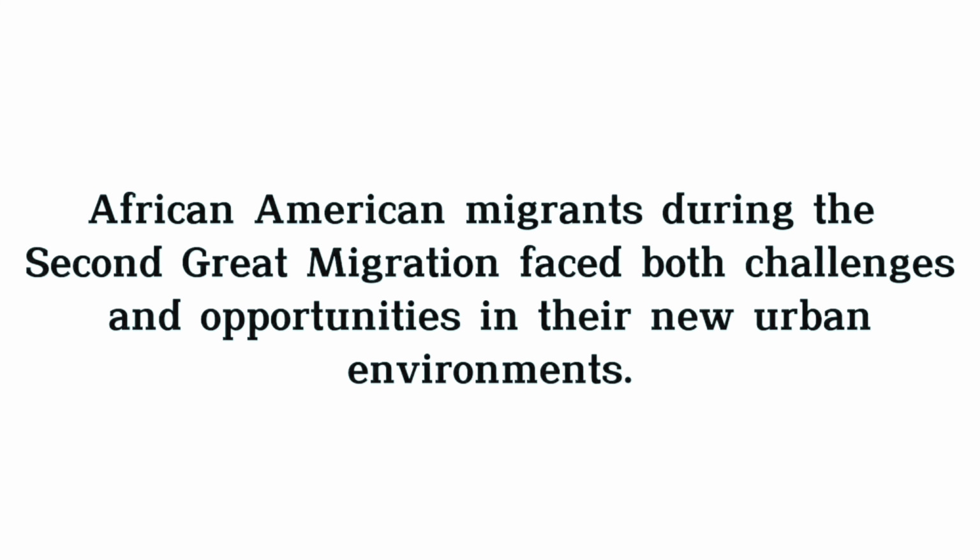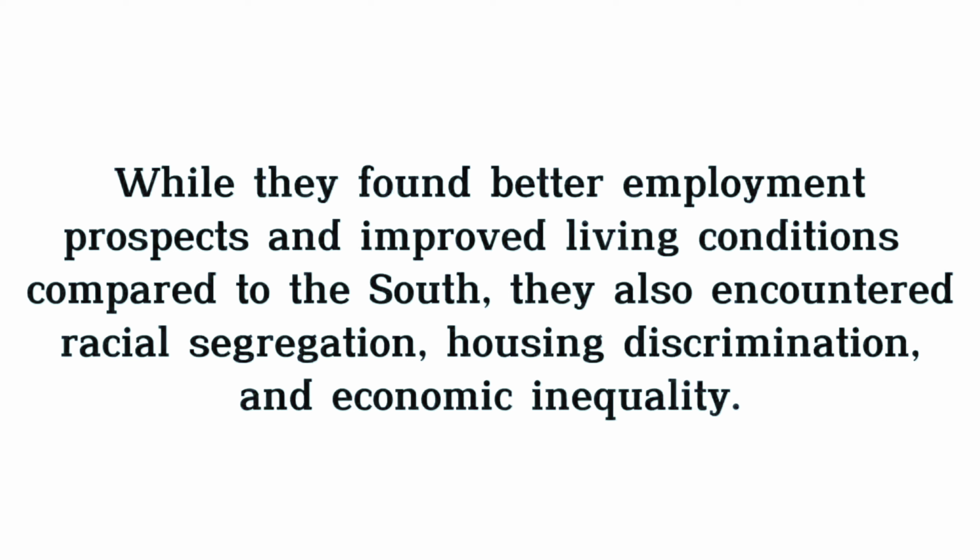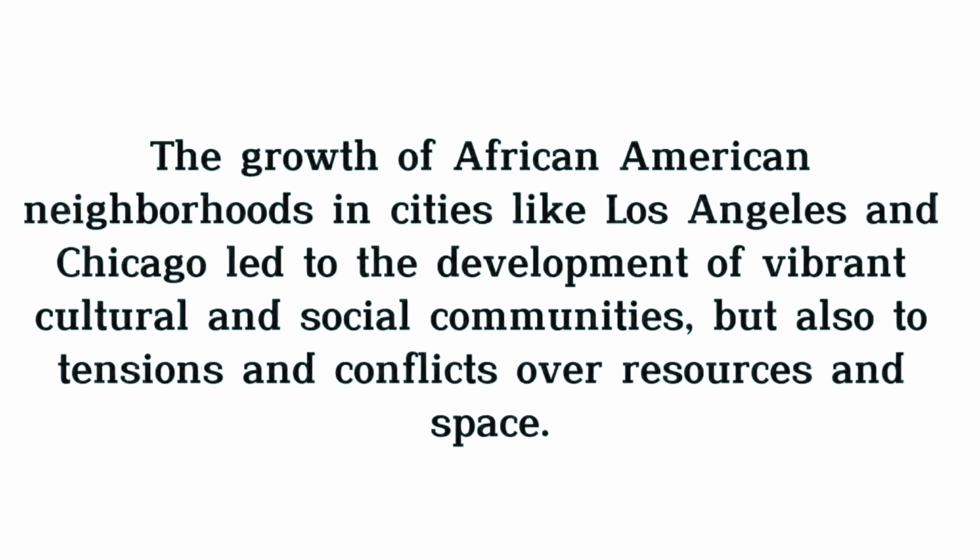African American migrants during the Second Great Migration faced both challenges and opportunities in their new urban environments. While they found better employment prospects and improved living conditions compared to the South, they also encountered racial segregation, housing discrimination, and economic inequality. The growth of African American neighborhoods in cities like Los Angeles and Chicago led to the development of vibrant cultural and social communities, but also to tensions and conflicts over resources and space.